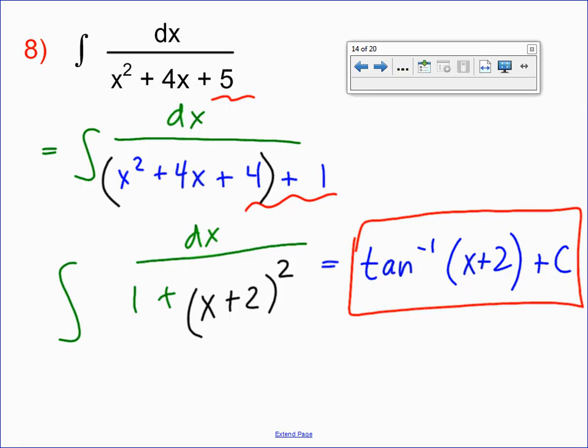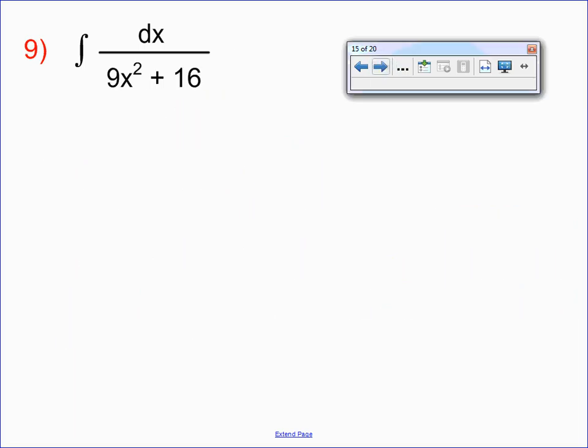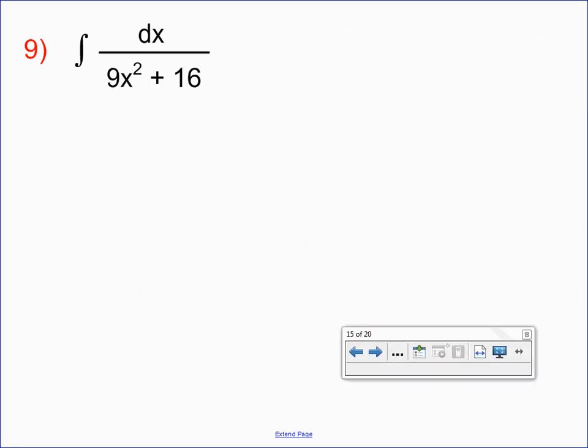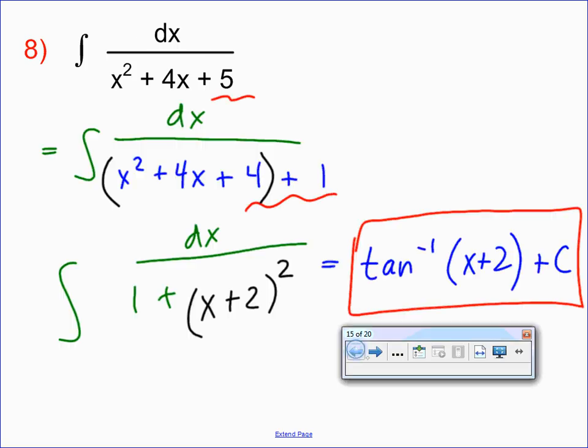Huh. And things are going so well, too. So that's not a perfect square.